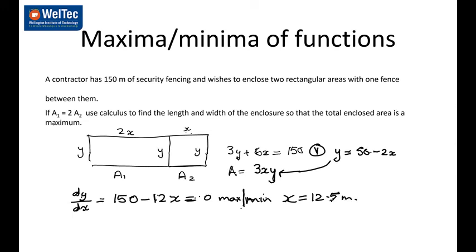Now we need to find y. We can find that from our statement above. We also need to check the second derivative. If we check the second derivative when x is 12.5, we find that it's negative, so that we've got a maximum area when the dimensions are as that.